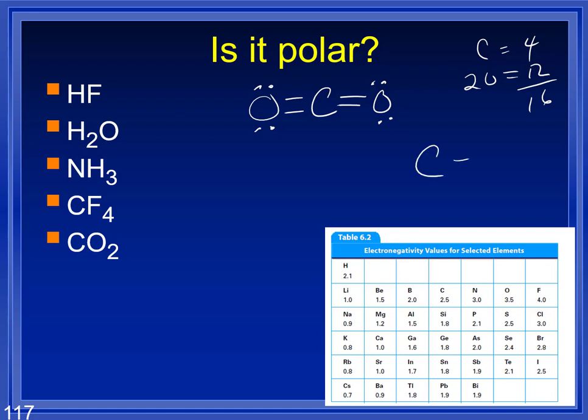Okay, now my CO bond. I looked up C before and it was 2.5. I looked up O before and it was 3.5. How far apart are those two? Take the absolute value of it, it's 1. Is 1 big enough to be polar? Oh, yeah, it was right in the middle. We went from 0.5 to 2, so 1 is polar. So this has polar bonds. So it's worth checking the shape.